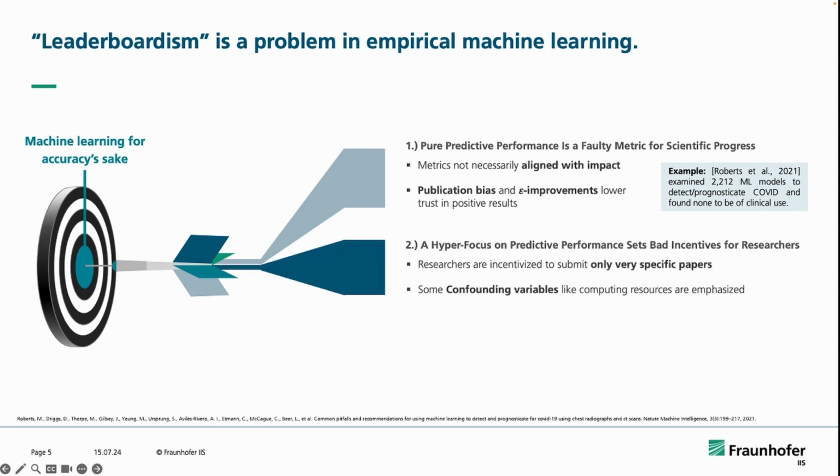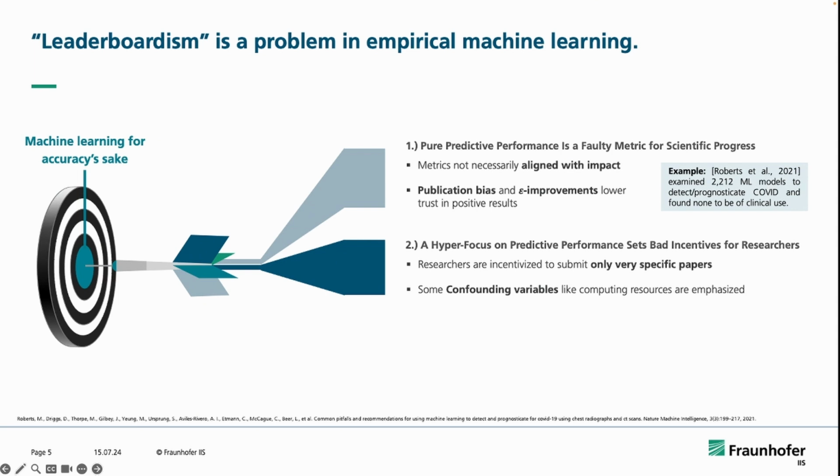Secondly, if there's a hyper focus on predictive performance, this really sets bad incentives for researchers, because they're incentivized to submit only these very specific papers that beat the state of the art. And then, of course, we're in this downward spiral where reviewers expect papers to beat the state of the art, and then researchers will only publish this even more, and so on and so on.